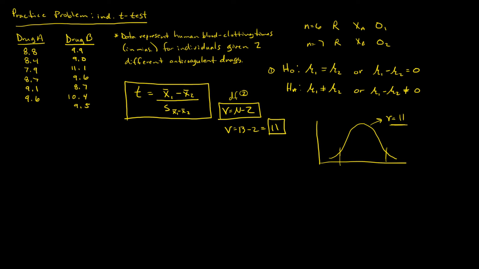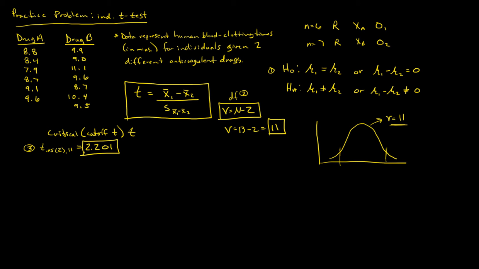Then step 3 was, well, what is our critical t? So our critical t here is going to be a t at 0.05, two-tailed, with 11 degrees of freedom. And if you look that up in a t table, and you can find these t tables online, or in the back of your book even, it is going to be 2.201. Okay, so that's going to be your critical or cutoff t.